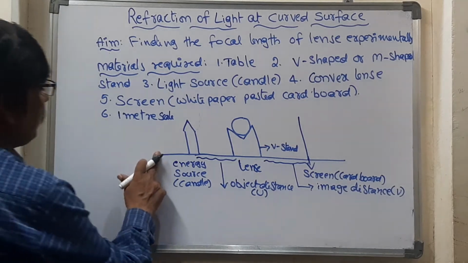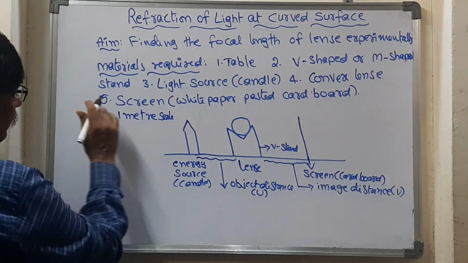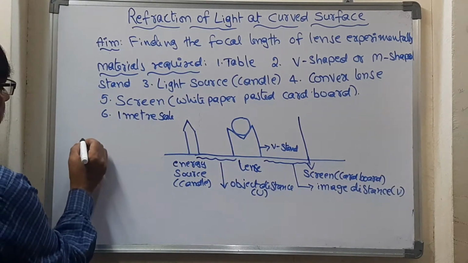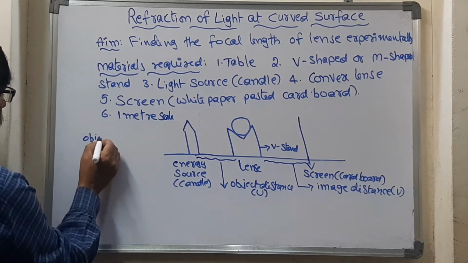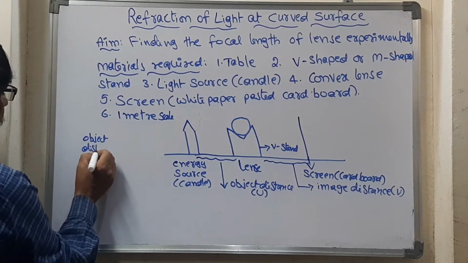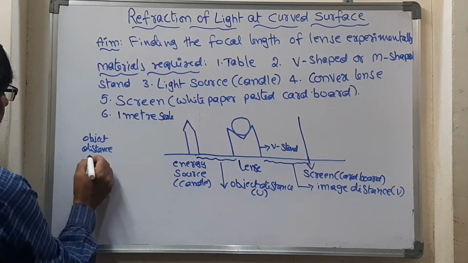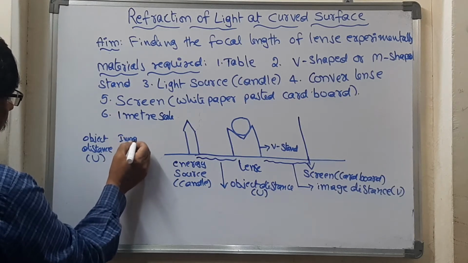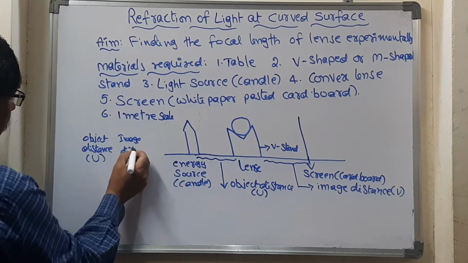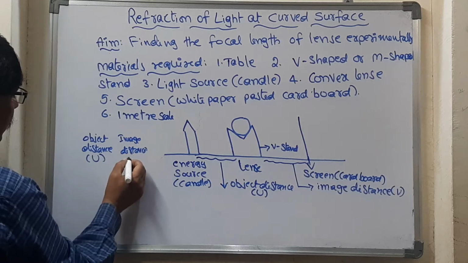Write in tabular form. Tabular form means you draw a table. In the table, the first one is object distance, which is represented with the letter U. The next one is image distance, which will be taken as V.